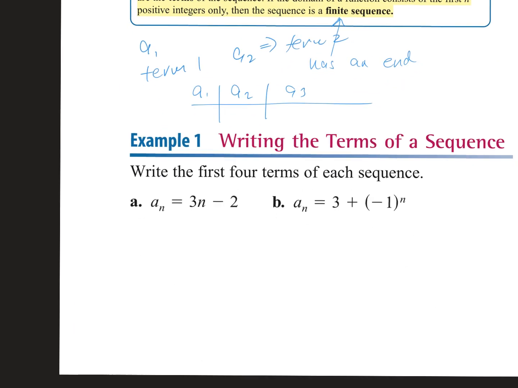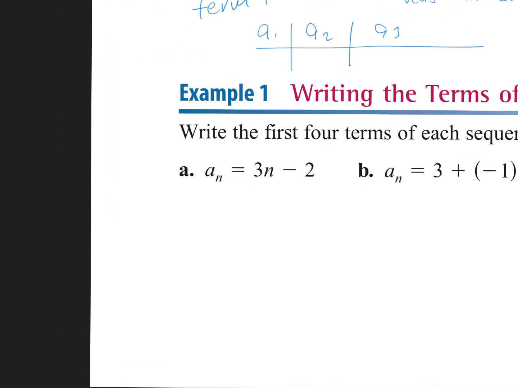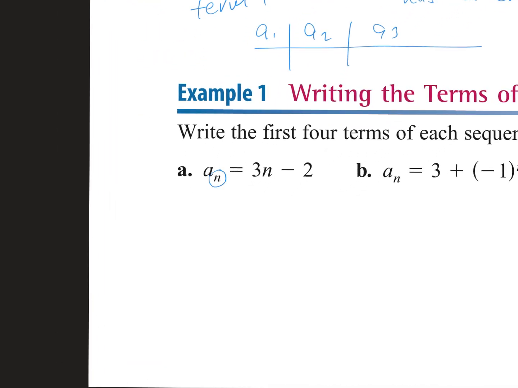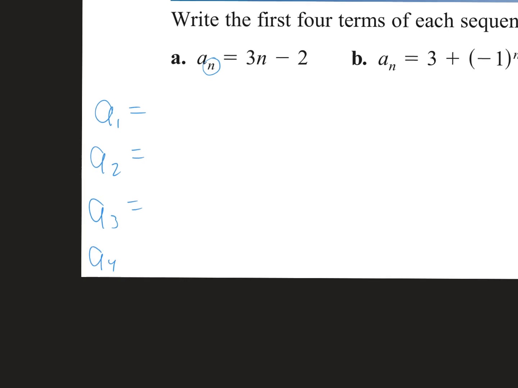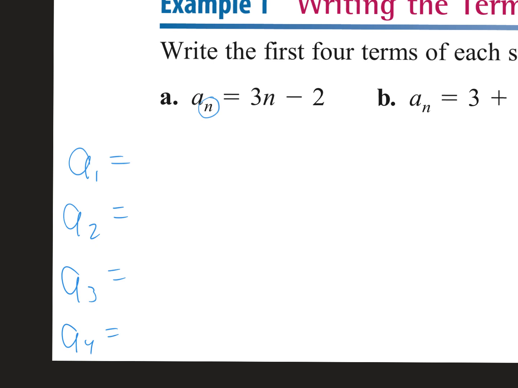But in a case with something very basic and very simple, I know this seems very elementary, but you need to show me these types of things. If it says write the first 4 terms in each sequence, well, remember n is your term number. So I want to know a sub 1, a sub 2, a sub 3, and a sub 4. I want to know the first 4 terms. So what am I going to do with 1, 2, 3, and 4? I'm going to plug it in for the n, because that's what I'm trying to find.